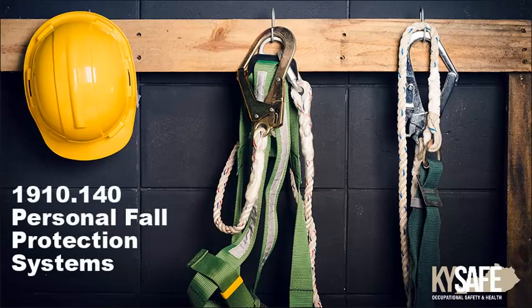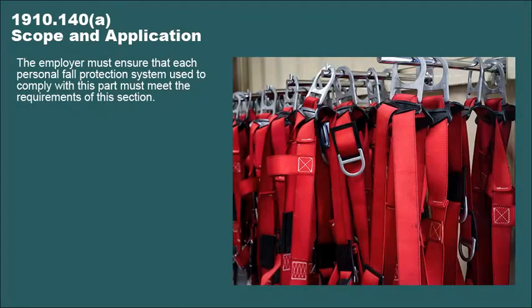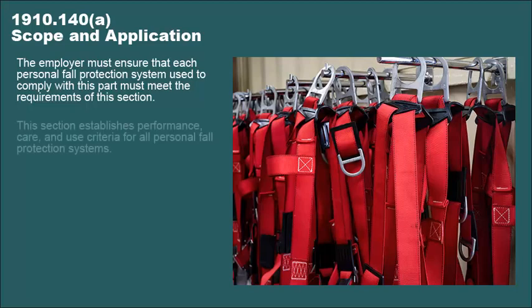Welcome to the course, Personal Fall Protection Systems. This module will cover 1910.140, where we will discuss the performance, care, and use criteria for all personal fall protection systems. The employer must ensure that each personal fall protection system used complies with and meets the requirements of this section. This section establishes performance, care, and use criteria for all personal fall protection systems.